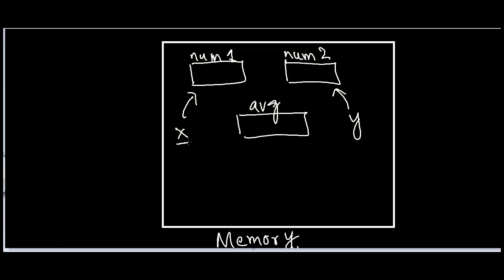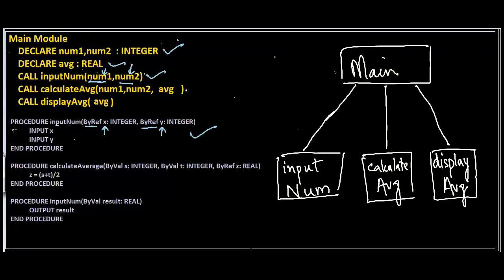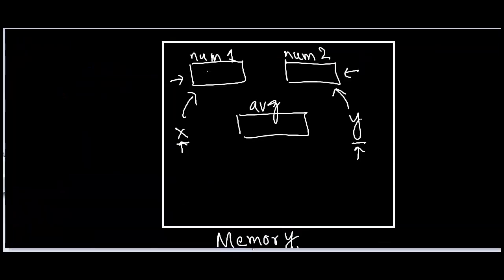So changing the value of x will change the value of num1, and changing the value of y will change the value of num2, because these are directly pointing towards num1 and num2. Let's take a look at this piece of code here. We are taking the value of x from the user and the value of y from the user. Let's suppose the user gives a value of 70 for x and 50 for y, which means num1 is updated to 70 and num2 is updated to 50.